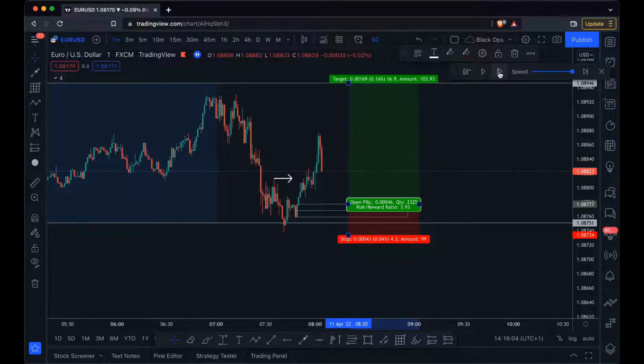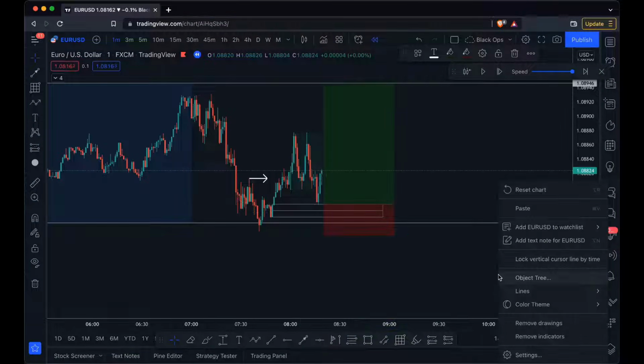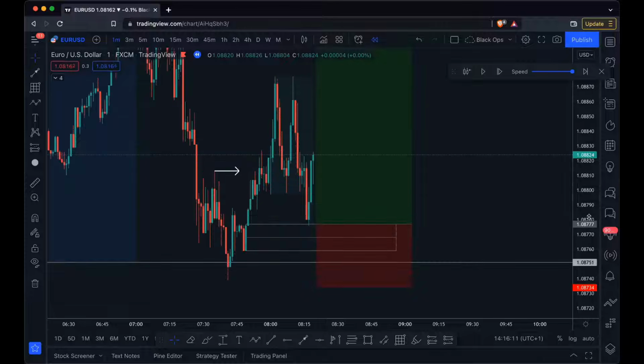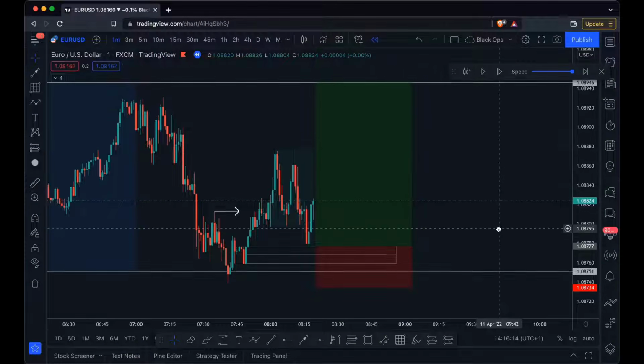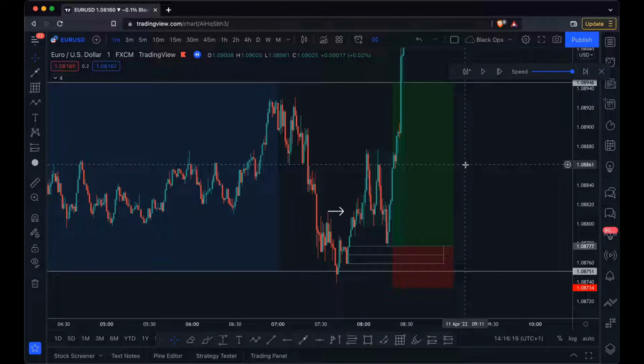And let's see what happens. Price pulls up. It taps us in just about, as you can see. So if I zoom in a little bit, and then we get our rally, and then price completes the trade.